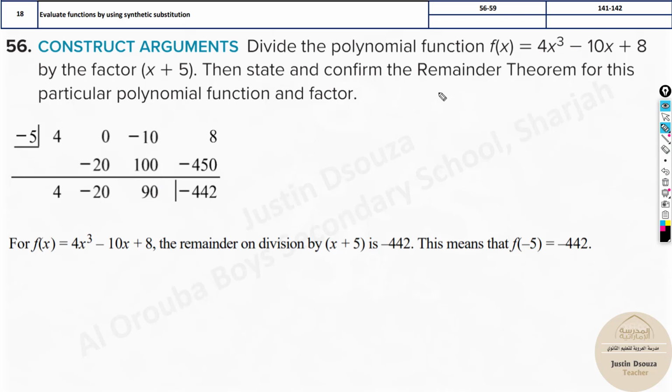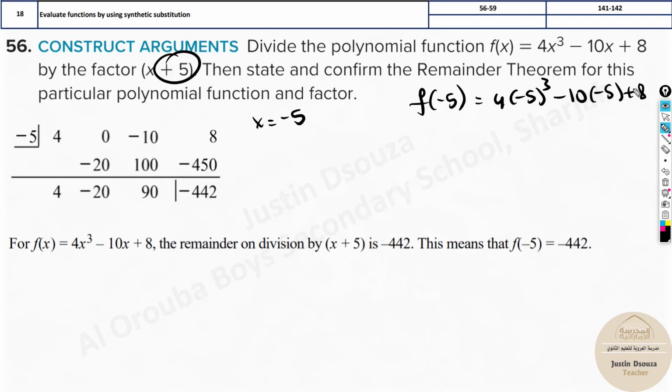We need to confirm, means check the answer. So directly substitute this part. X is equal to minus 5. Remember, it's not 5, it's minus 5, okay? Substitute minus 5 here, f of minus 5. Instead of x, everywhere it will be minus 5 the whole cube, minus 10 into minus 5 plus 8. You can use the calculator and substitute directly, or you know 5 cube is 125, minus will be minus 500. 125 into 4 is 500, minus 500.